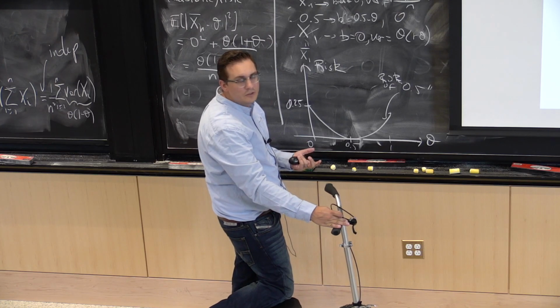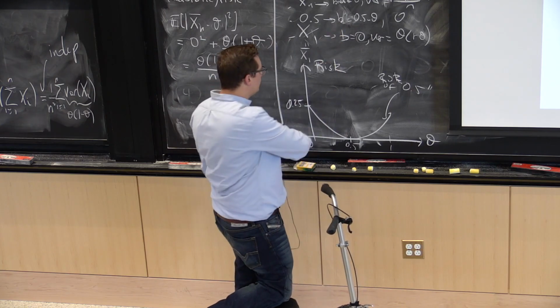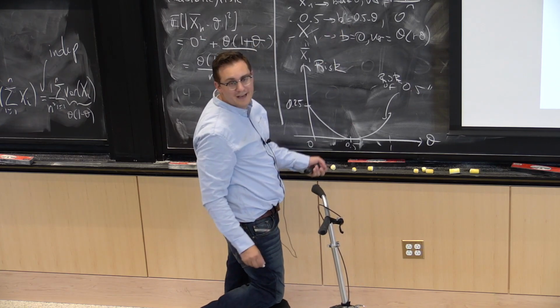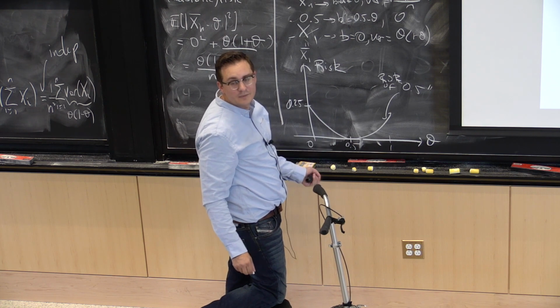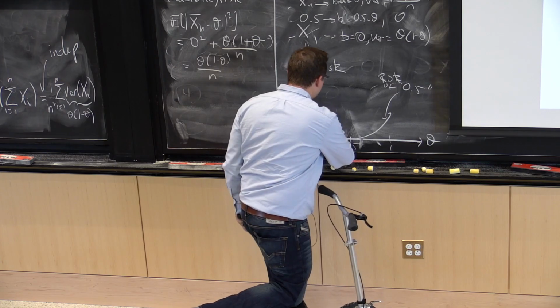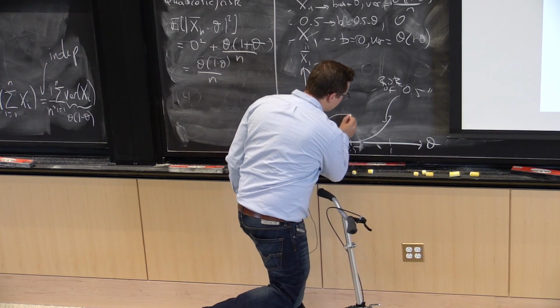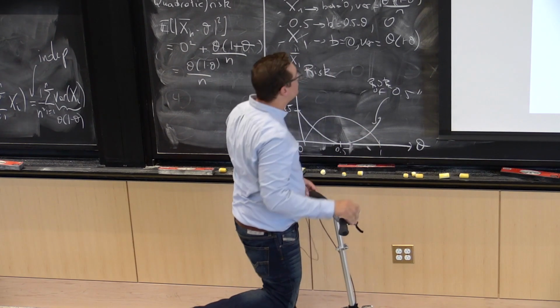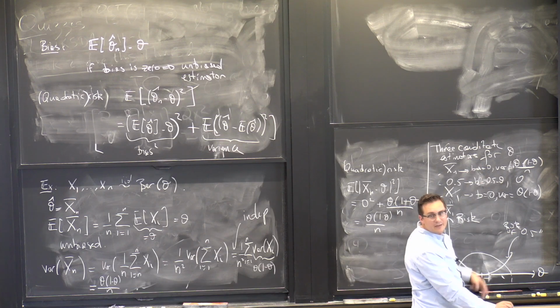We know that theta times 1 minus theta is a curve that goes like this. It takes value 1/4 at 1/2. That's the maximum, and then it's 0 at the ends. So really, if n is equal to 1, this is what the variance looks like. The bias doesn't count in the risk.